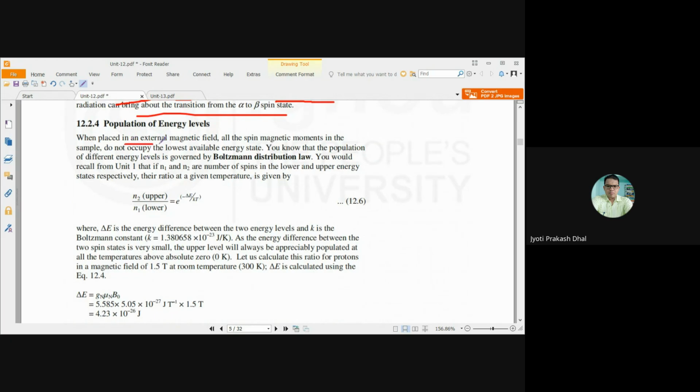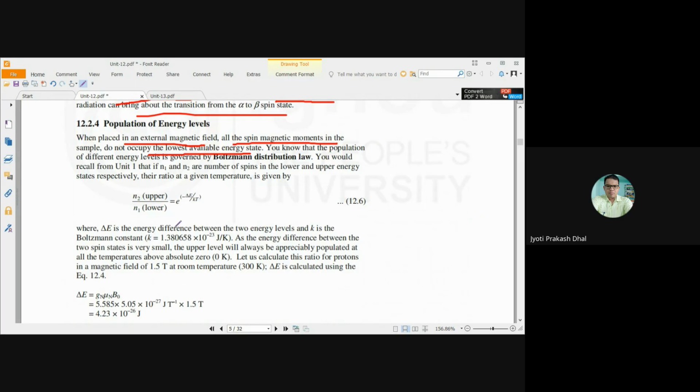Now coming to the population of energy levels. When placed in an external magnetic field, all the spin magnetic moments in the sample do not occupy the lowest available energy states. So if you apply an external magnetic field to any type of sample, you will observe that the spin magnetic moments do not all occupy the lower state. The population of the different energy levels will be governed by the Boltzmann distribution law.